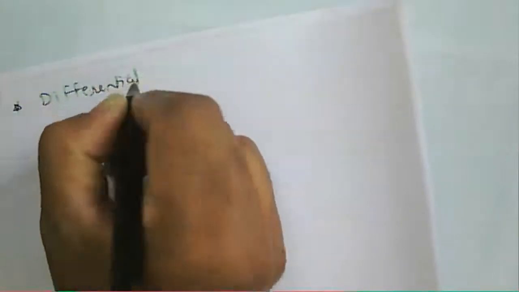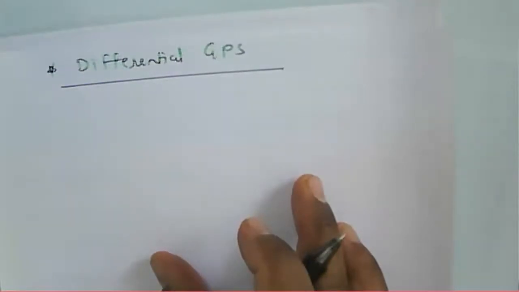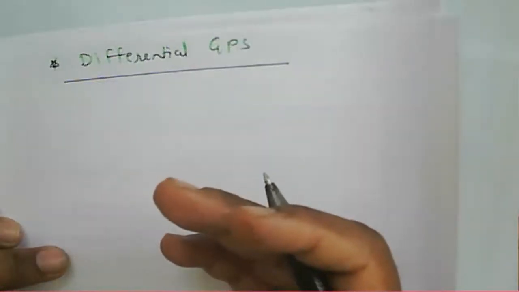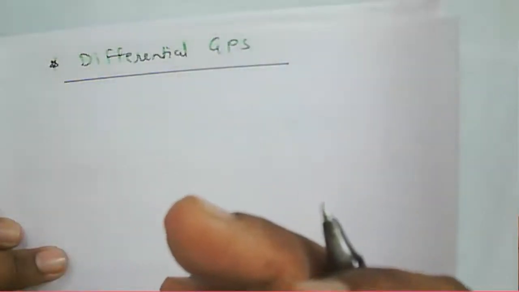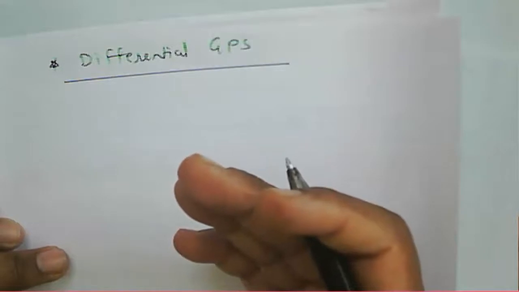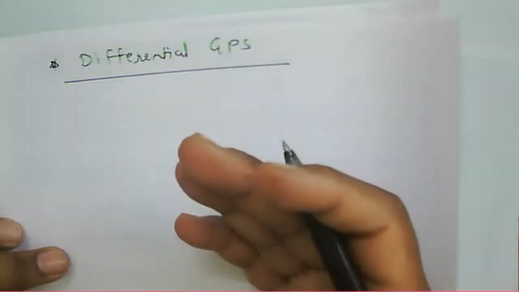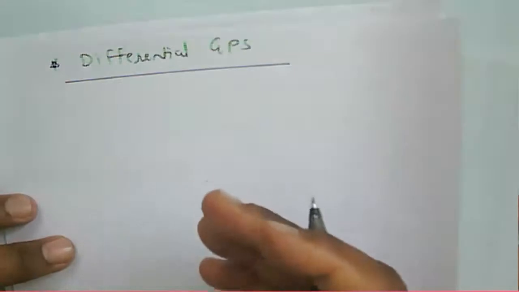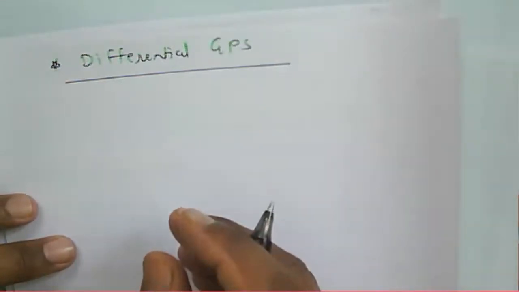So next topic, differential GPS. Now as I told you earlier, we have a GPS receiver that receives the signal, and according to that particular data, it will find out the position, or the location there.